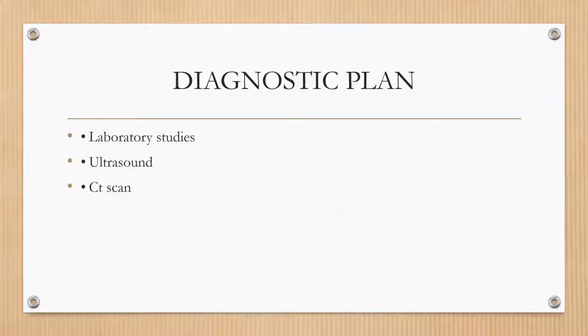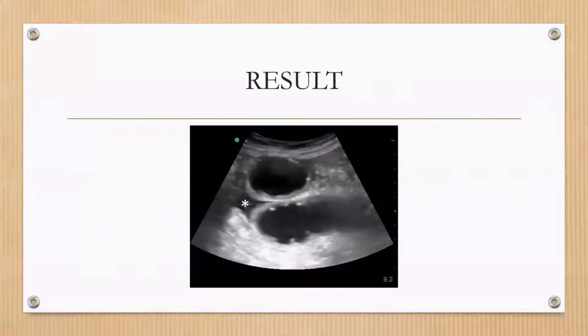So for the diagnostic plan and objectives, we need to have a laboratory test, ultrasound, and CT scan. This is the first image. For this image, we will apply the ACUTE approach. It will point at the center of the abdomen.